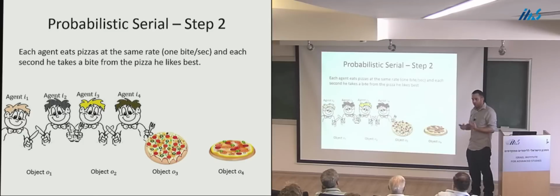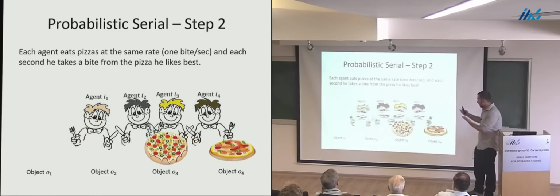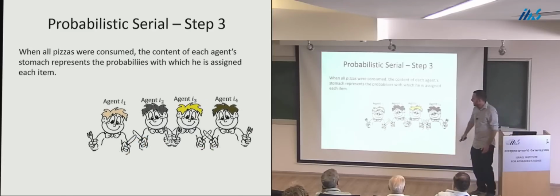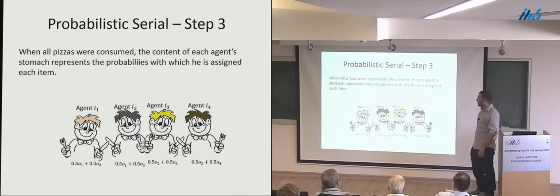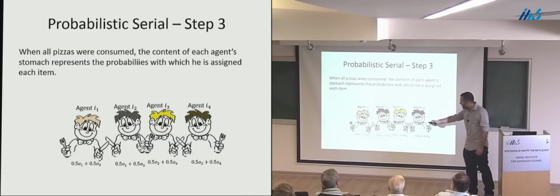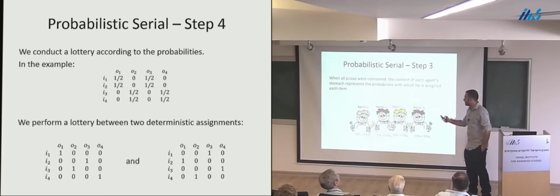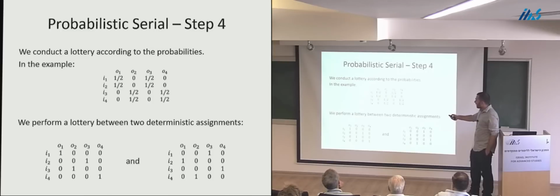And when they are done with the pizza, they are done at the same time because two people are eating from each pizza. They move to the next pizzas that they like. Agents 1 and 2 like pizza 3, agents 3 and 4 like pizza 4, and they start eating the other pizza until they are done. And when all pizzas are consumed, the content of each agent's stomach represents the probabilities with which each item is assigned. So for example, agent 1 ate half of pizza 1 and half of pizza 3, so we get probability half to get object 1, probability half to get object 3. And we got exactly the matrix that I presented to you before, okay?